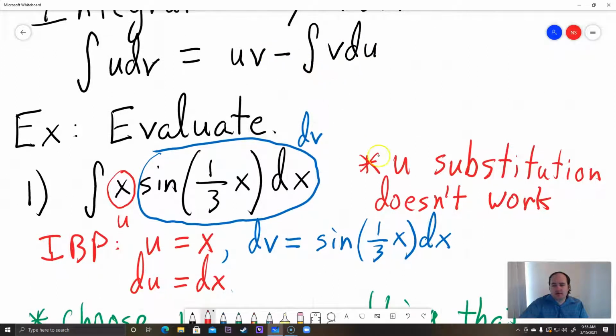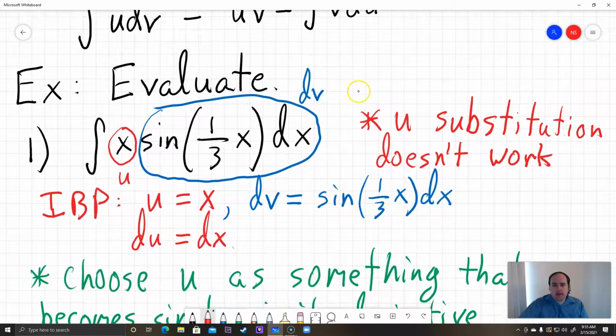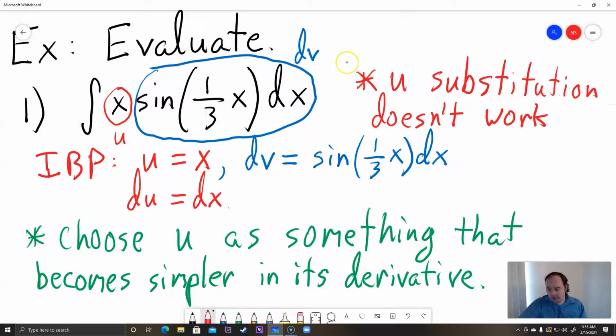Now the weird thing is for the dv, because in our formula we actually need a v, not a dv on the right side, we are going to have to take the integral of dv in order to find v. And when I say integral, I mean the indefinite integral, or the antiderivative, but we don't need to write plus c here, because we're not done with the problem yet. So we take the integral of both sides of this equation, the blue one, so we get the integral of dv equals the integral of sine of 1/3 of x dx.